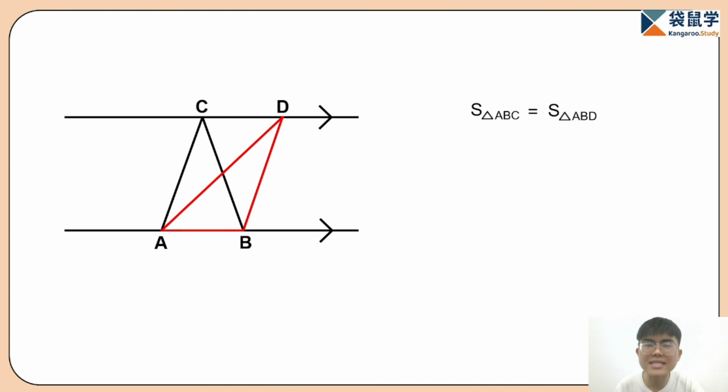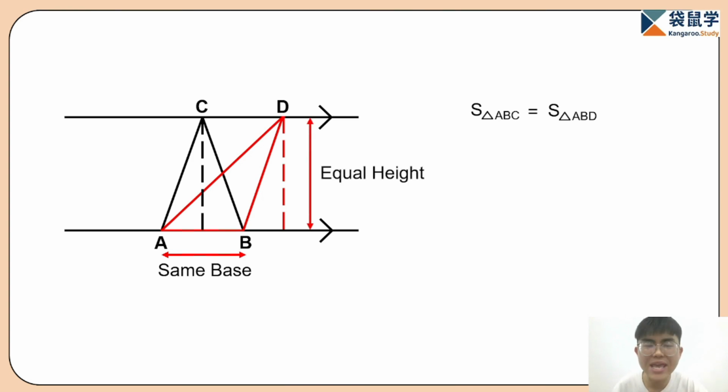The area is the same. We just know that the formula to find the area of triangle is base times height divided by 2. Now you can see that they clearly have the same base. And for the height, since AB is the base, we can draw a line from point C to the base. The same goes for point D to find the height. And since the two triangles are between parallel lines, the height will be equal, which results in the same area.